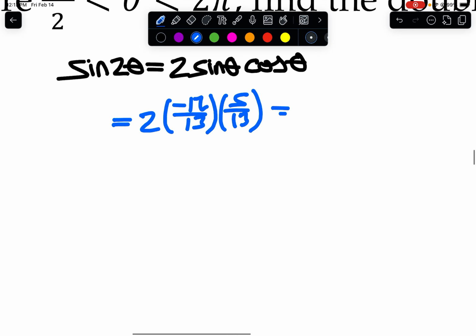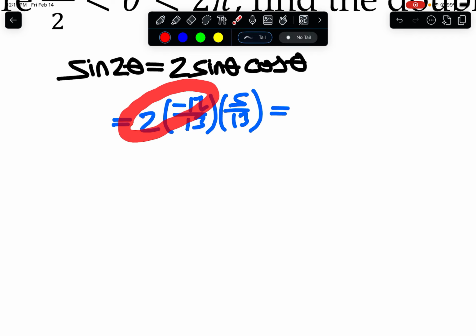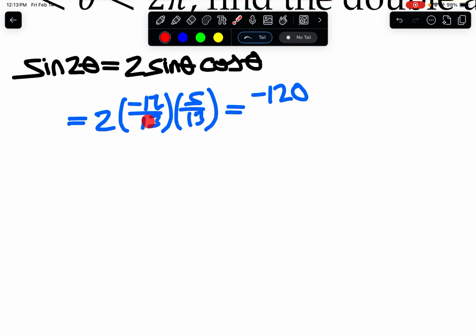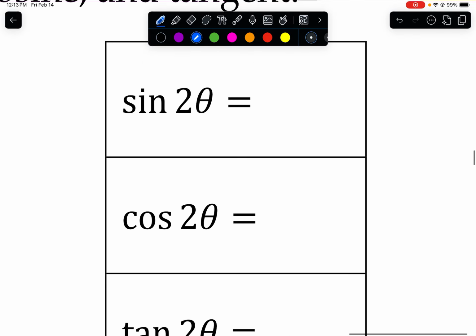So when I multiply, I need to do 2 times negative 12, which is going to be negative 24, times 5, which is going to give us negative 120. And then in the bottom, we're going to have 13 times 13, so 13 squared, which is going to be 169. So my double angle for sine is going to give me negative 120 over 169.